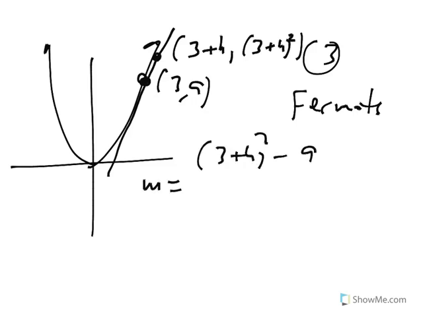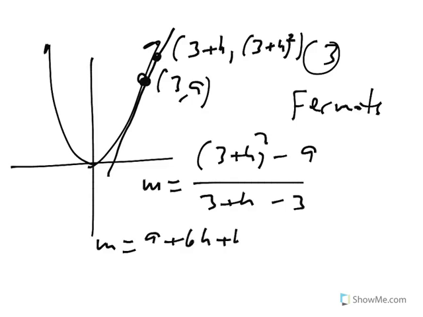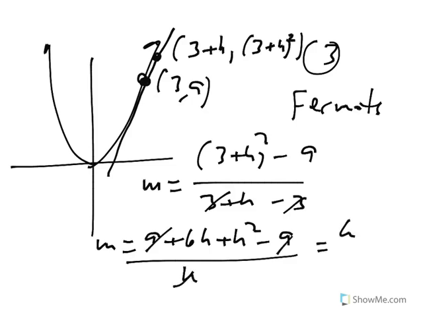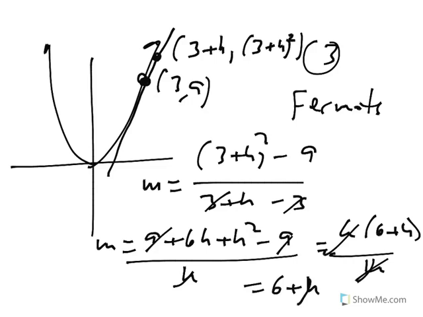So the slope is y2 minus y1 over x2 minus x1, which is 9 plus 6h plus h squared minus 9, over h. These 3's cancel out, these 9's cancel out. Factor out an h and cancel out the h and we get 6 plus h. So this means that the slope of the secant line is 6 plus whatever h is.